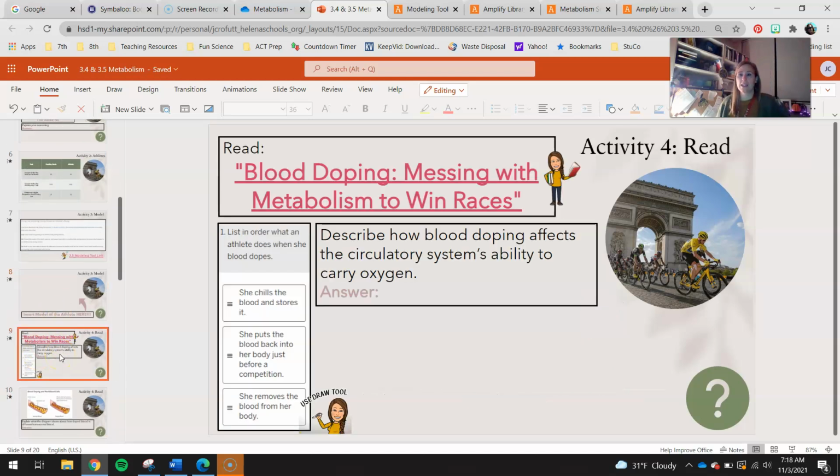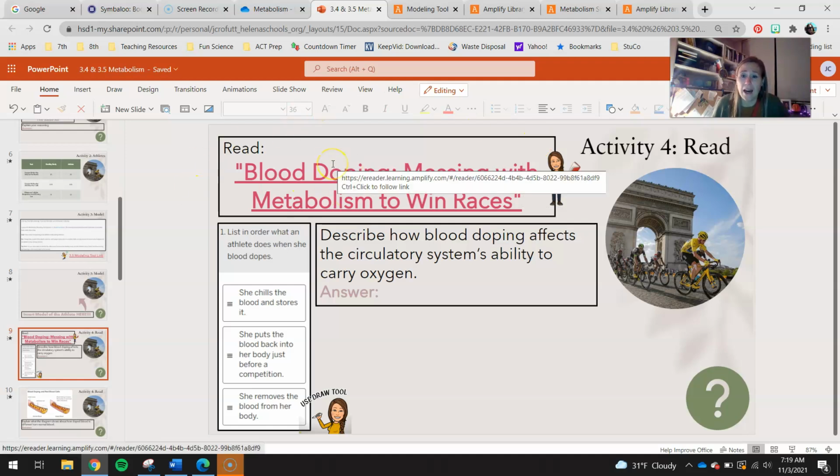You have a little reading activity. So this is called blood doping: messing with metabolism to win races. And I don't want to say this has never been an issue before, but the main reason that this issue took the spotlight was an athlete named Lance Armstrong. Lance Armstrong had 7 Tour de France titles. If you know anything about the Tour de France, it's this really long race where bicyclists ride all around France. You can look it up and see how long a race it is. I think it's well over 1,000 miles.